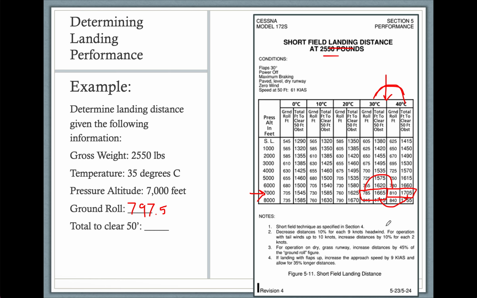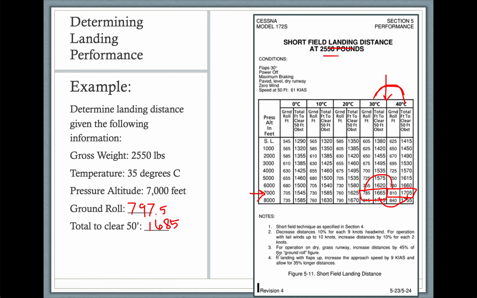Now for the 50 foot, it's halfway between that number and that number. This one's a little easier. There's 40 feet between 1665 and 1705, so I add 20 to the lower one. If you're a glutton for punishment, then subtract 20 off the bigger number. You'll get the same thing.